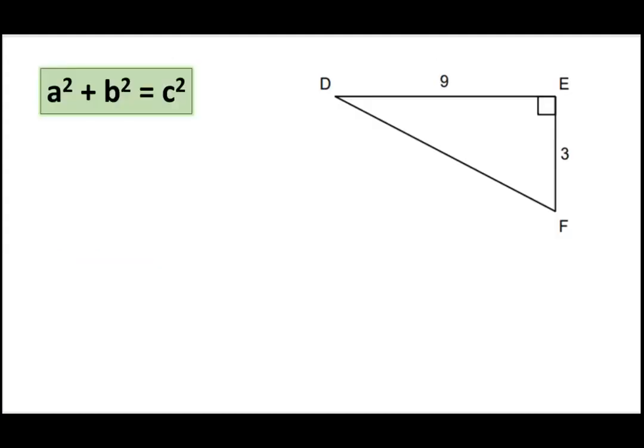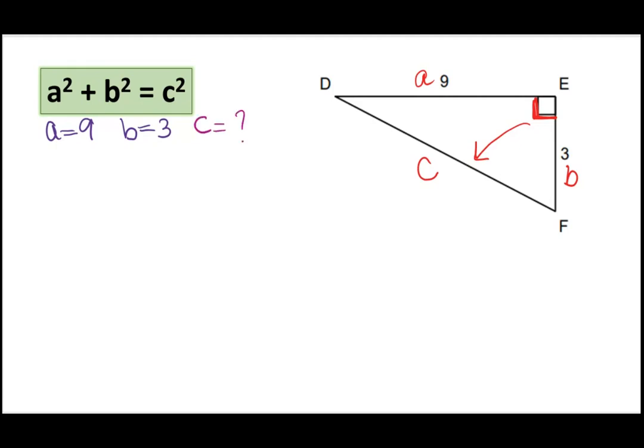Okay, so we have a right triangle here. The right angle is right here. Now the side that is opposite to our right angle and the longest side is always c. Let's call this side a and this side b. The first thing we do is write down what's given to us, what is known. So we know a is 9 and b is 3. Now let's write down what's unknown, what we need to find, which is c.